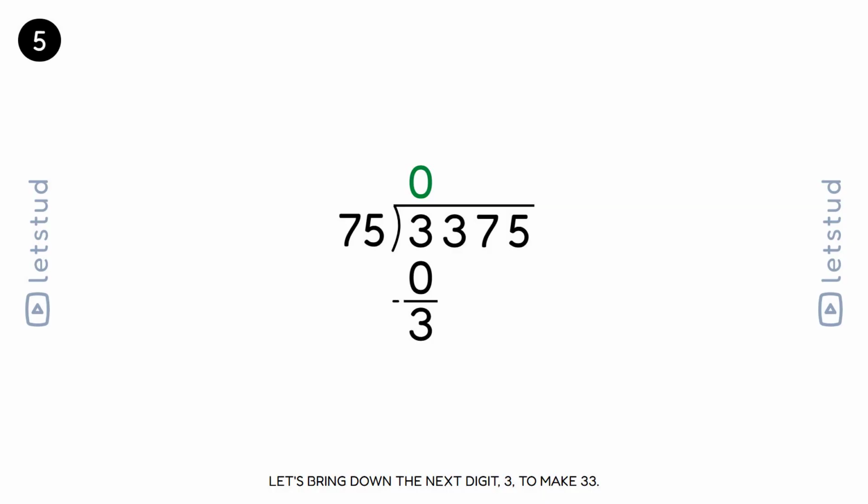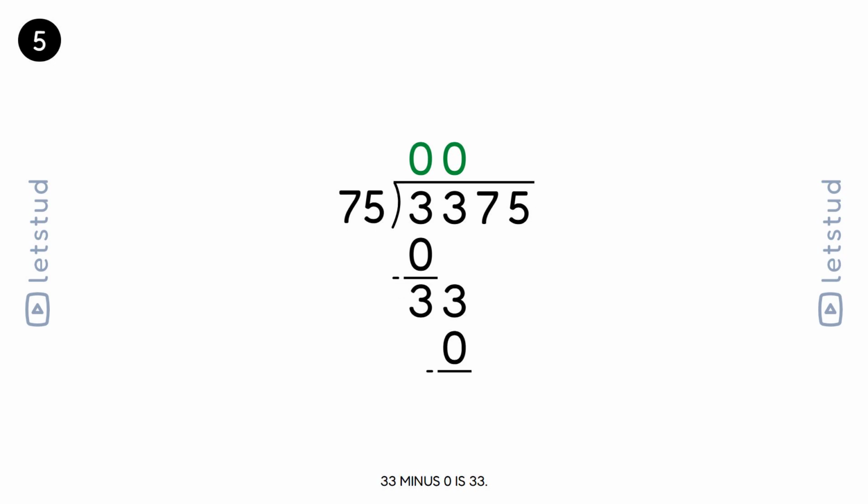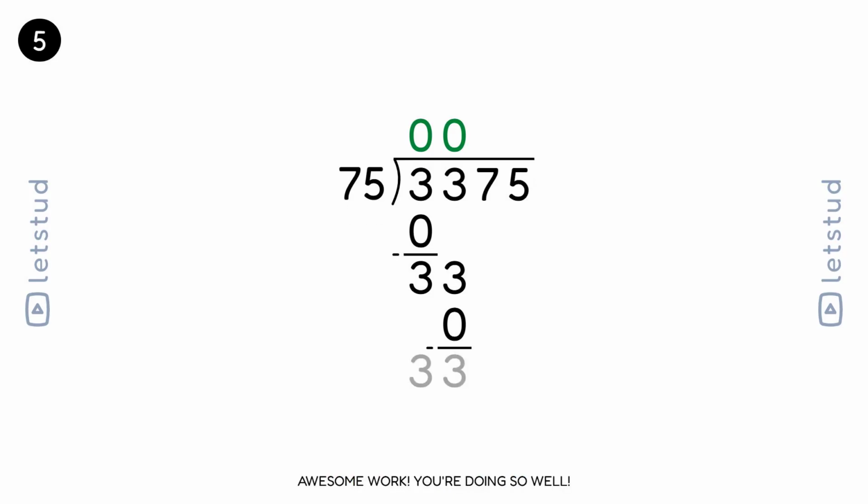Let's bring down the next digit, 3, to make 33. Our new number is 33. Let's divide 33 by 75. We have 33. 75 doesn't fit into 33 at all, so it's 0 times. 0 times 75 is 0. 33 minus 0 is 33. Awesome work, you're doing so well.